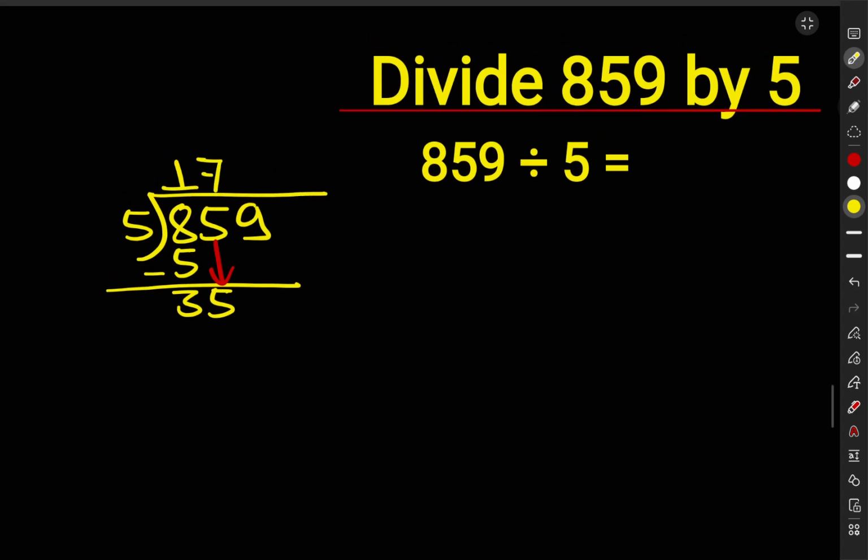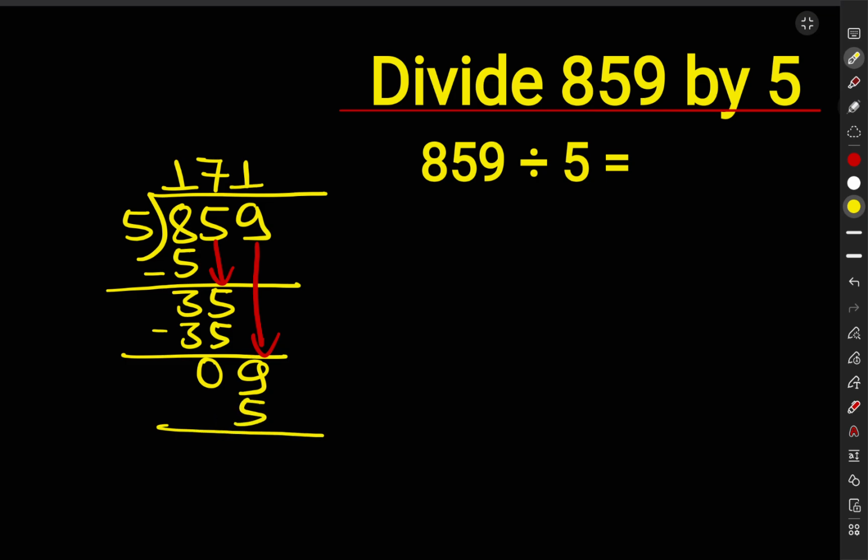So 5 times 7 is 35. On subtracting we get 0. So again we put down this 9 and 5 times 1 is 5. On subtracting we get 4.